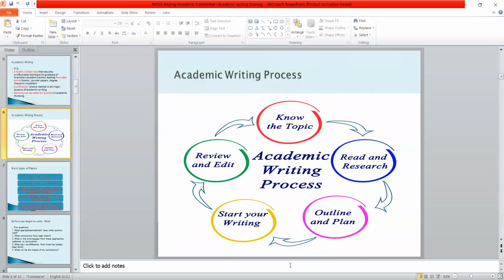For me, I come about my topic by reading other articles or reading other people's work. So the more I read, the more I get other topics.